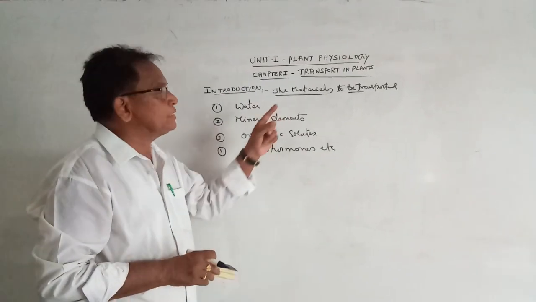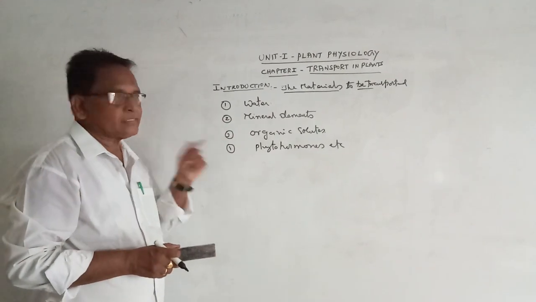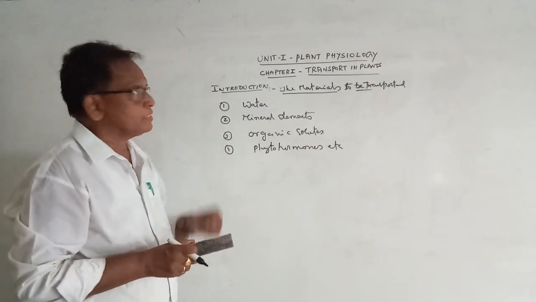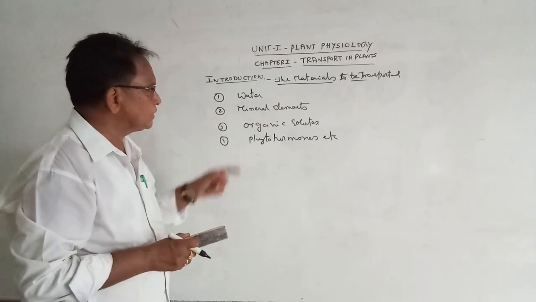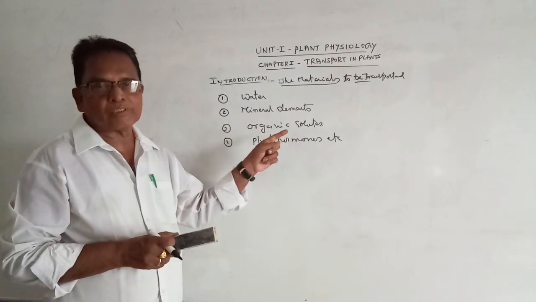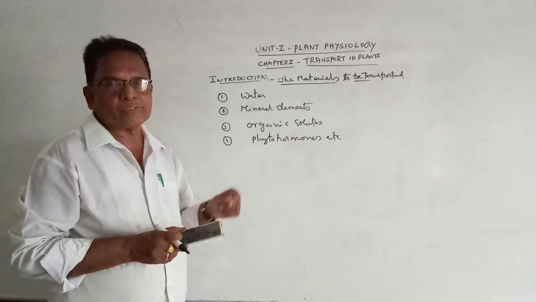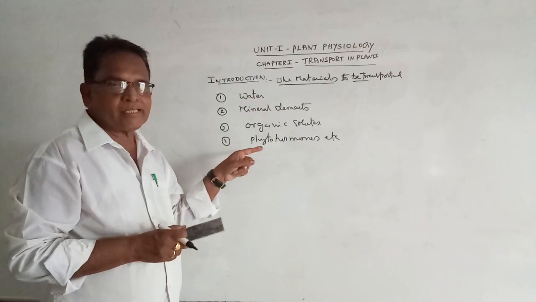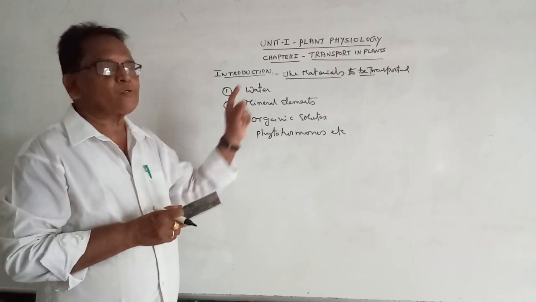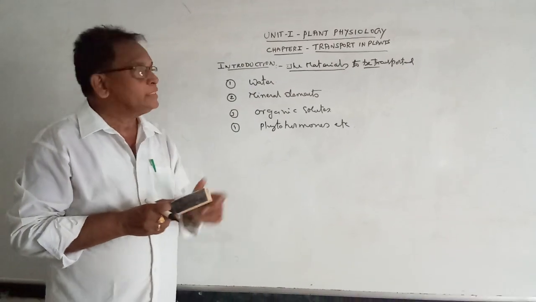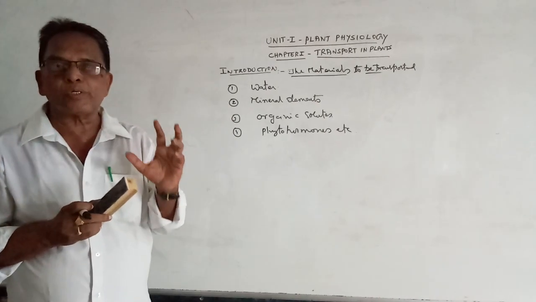So the materials that are to be transported in plants are the following. First one is water. Second one is mineral elements or mineral nutrients. The third one is organic solutes or organic nutrients. And the fourth one is phytohormones, etc. These are the various materials that are to be transported in plants from one part of the plant to the other part. And this transport can be broadly categorized into two types.